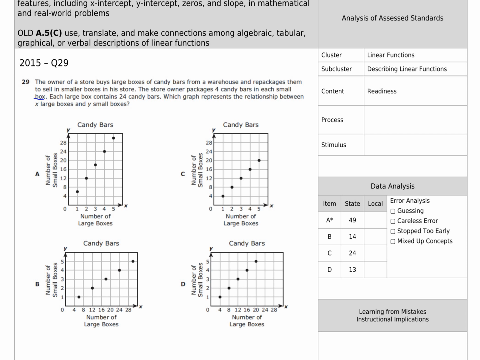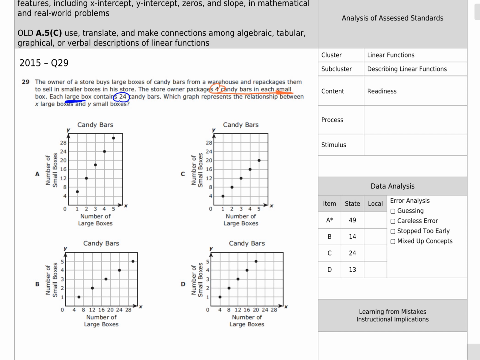This is another one where you have to do a little bit of thinking. It's not immediately obvious. It talks about 4 candy bars in each small box, and then large box having 24. And we're going to try and figure out which of these graphs match that scenario.